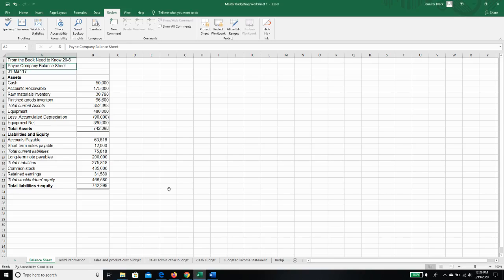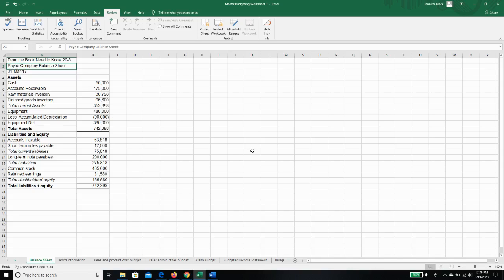The example we're going to go through is in your book. It's from the Need to Know, which is throughout the chapter. It's kind of got a blue background. Need to Know 20.6. So if you want, you can look it up and get some information from there as well. What they provide for us is a balance sheet.